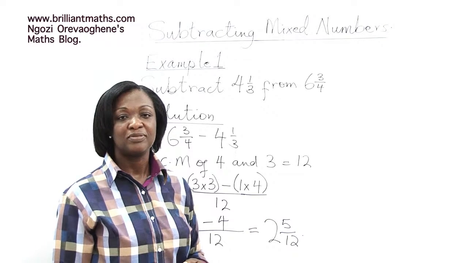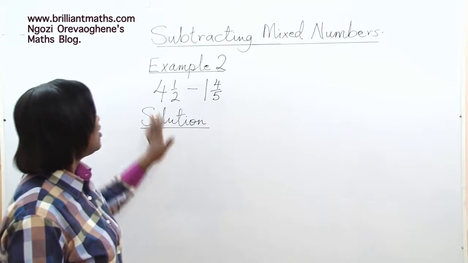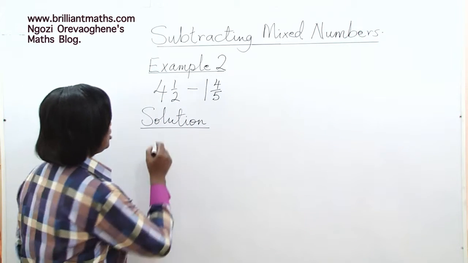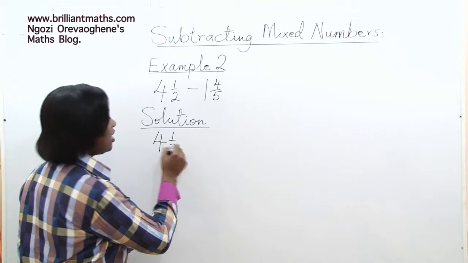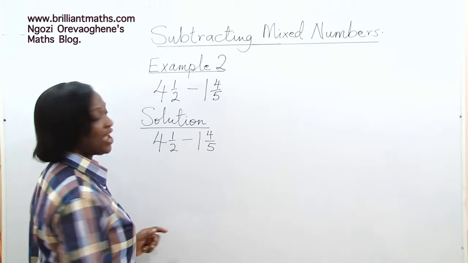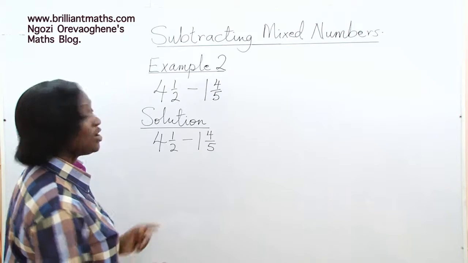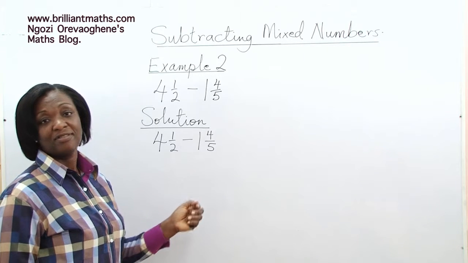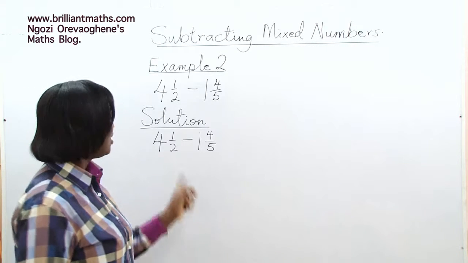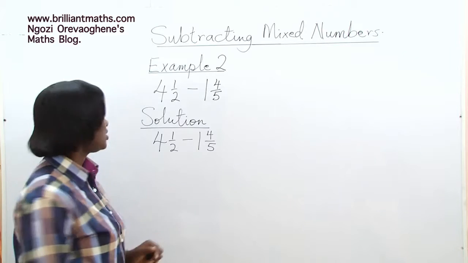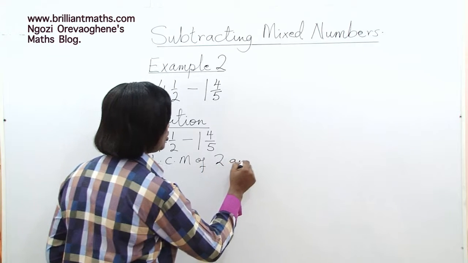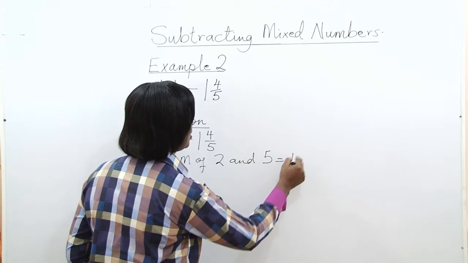Let's look at example 2. Example 2. 4 1/2 take away 4/5. Solution. I choose to write the question again so we can see exactly what we are doing. 4 1/2 minus 4/5. What's the LCM of 2 and 5? Everybody knows that that is 10, because 10 is the smallest number that 2 and 5 can divide without a remainder. LCM of 2 and 5 equals 10.